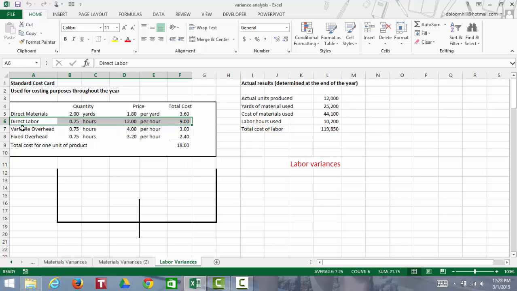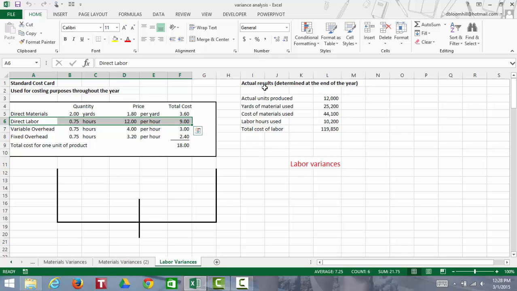You notice our standard for direct labor: it takes 0.75, or 3/4 of an hour, to produce 1 unit of product. The standard price of our labor is $12 per hour, so 1 unit contains $9 of labor, which is 0.75 multiplied by 12.